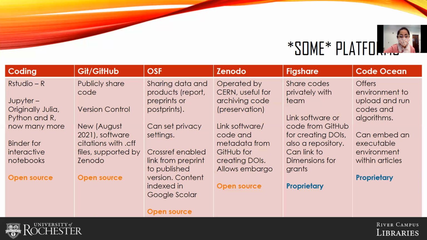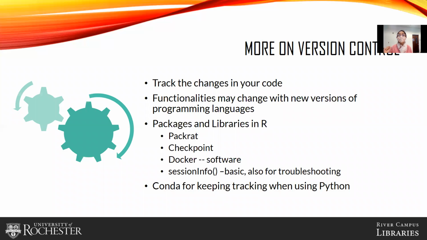All right, so next up, I wanted to talk a little bit more about version control. As I mentioned, GitHub and OSF all have different capabilities of version control, which is really important and something you want to be able to do. There are two pieces to version control. You want to be able to track changes and updates that you're making in your code, but there's also version control in terms of software and dependencies.